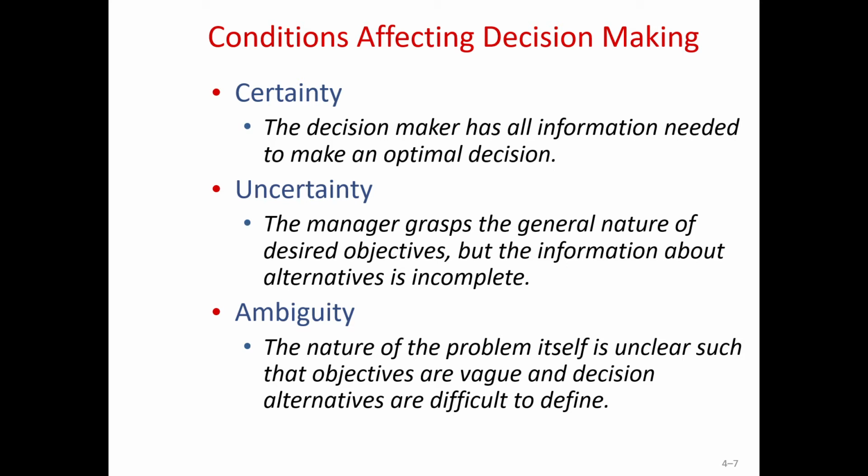And ambiguity means that the nature of the problem itself is unclear. Objectives are vague and decision alternatives are difficult to define. This is by far the most difficult decision situation, but perhaps the most common. Managers face a variety of problems and decisions. Complete certainty and predictable future outcomes may make business research a waste of time. However, under conditions of uncertainty or ambiguity, business research becomes more attractive to decision makers.